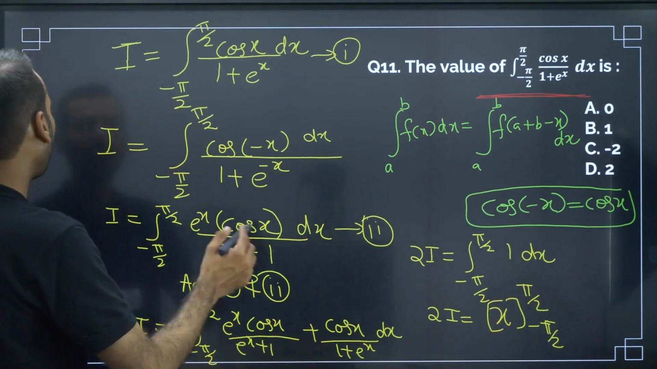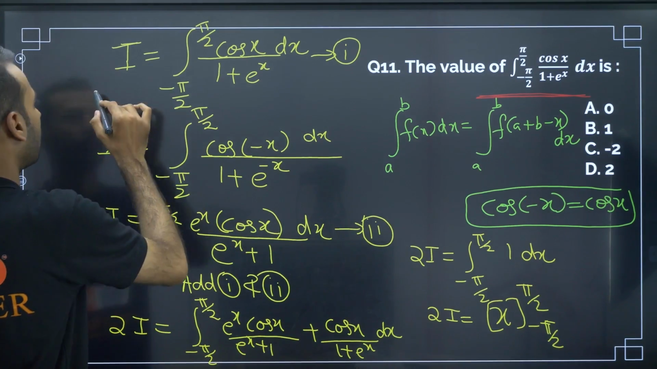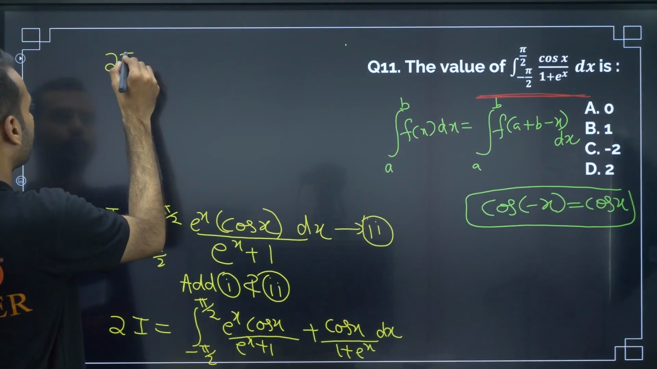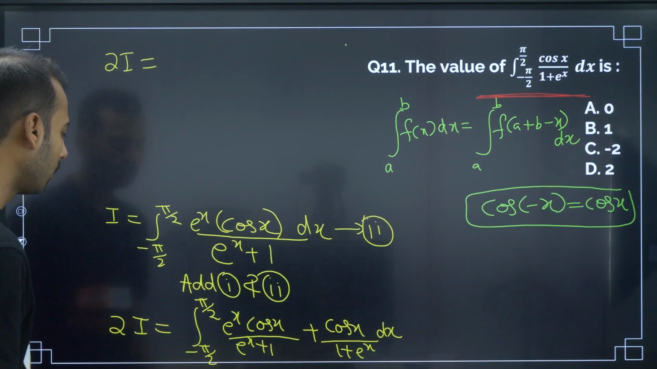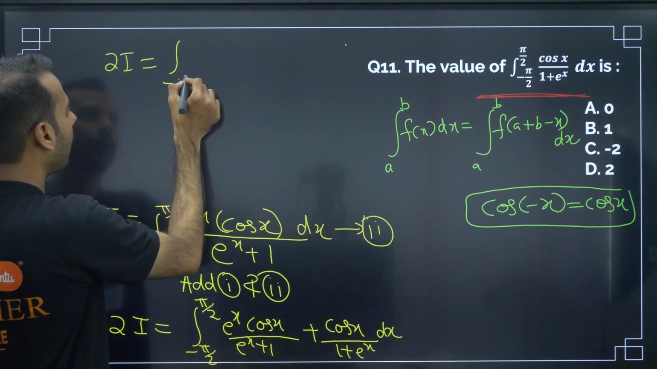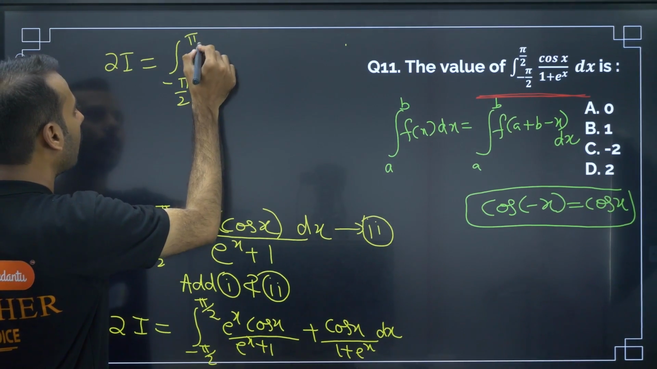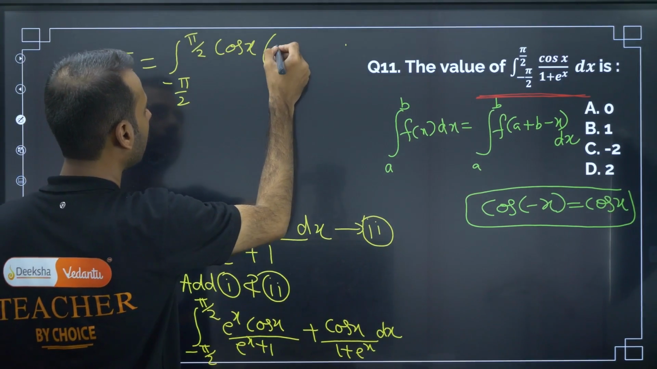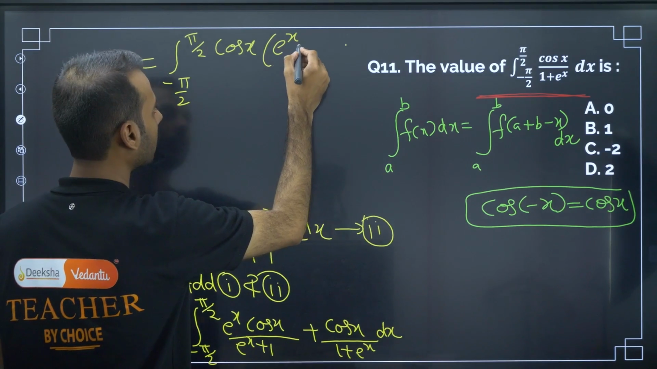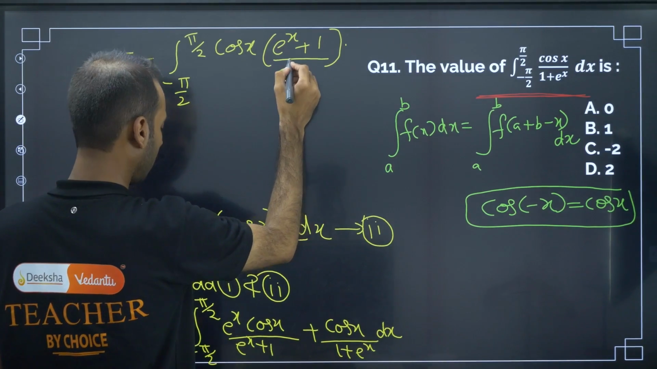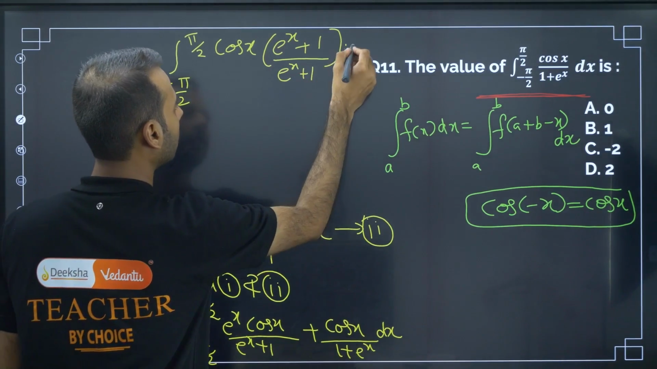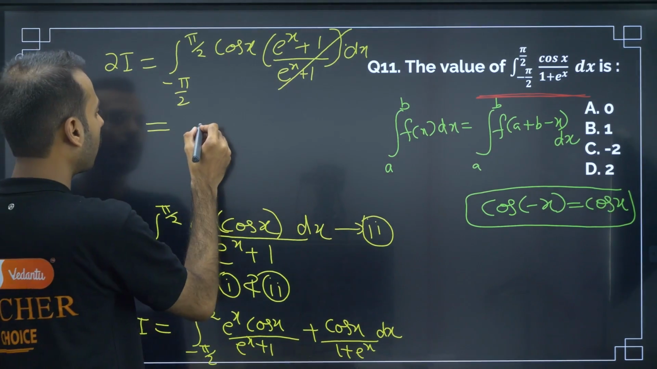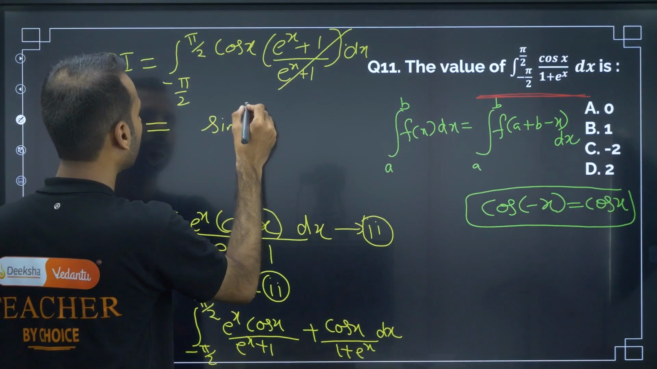Next, if you simplify that, space is not there, so let me remove this. 2I is equal to the integral from minus pi by 2 to pi by 2. If you take cos x common in the numerator, e raised to x plus 1 by e raised to x plus 1 dx, so if you cancel, integration of cos is sin x, from where to where?